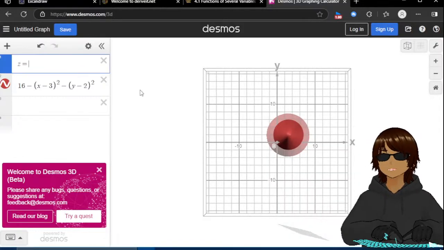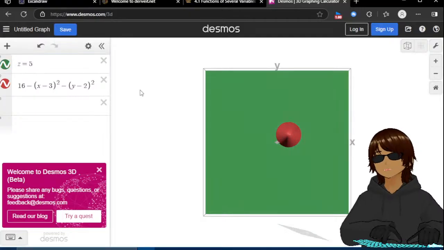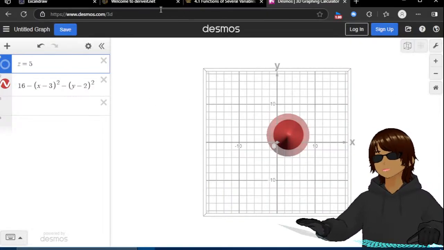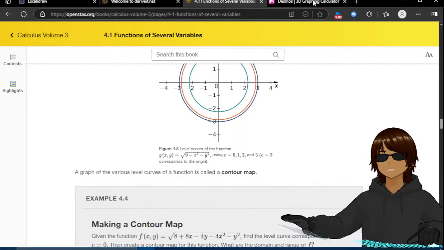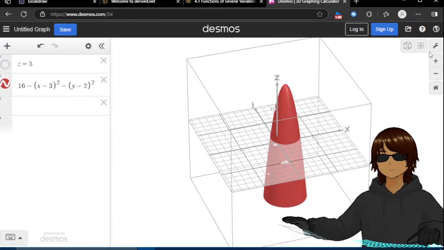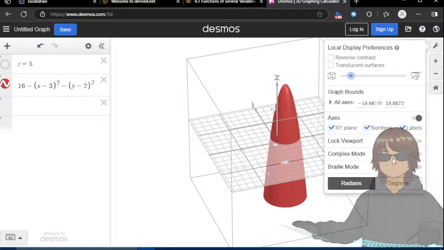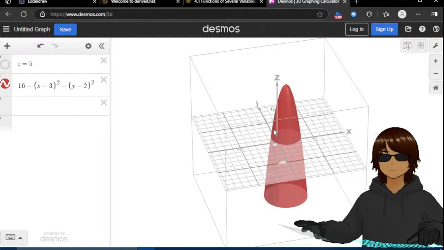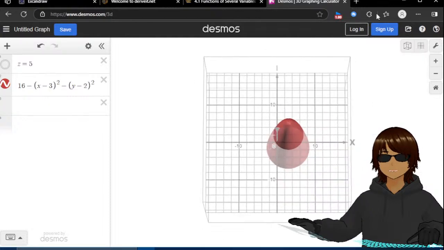Let's say z is 5. How do we? I only want to show the intersection though. I think I would have to use some other 3D graph. Okay, this is for translucent.